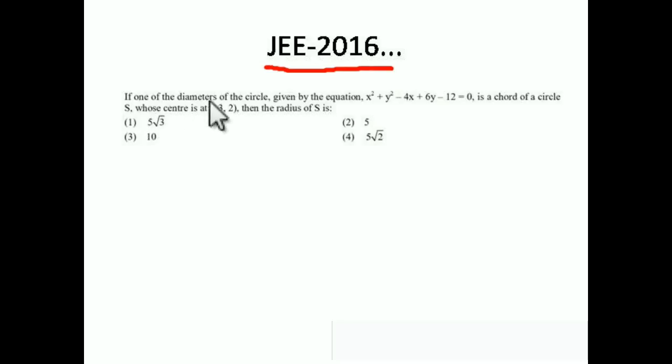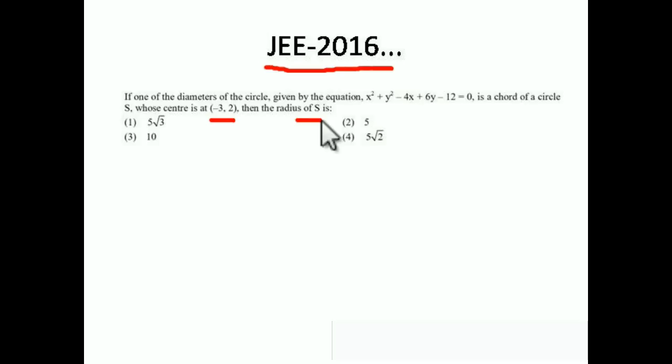If one of the diameters of the circle given by the equation x square plus y square minus 4x minus 6y minus 12 is equal to 0 is a chord of a circle S, whose center is (-3, 2), we have to find out the radius. Now see, the diameter of this circle is a chord for this circle S.